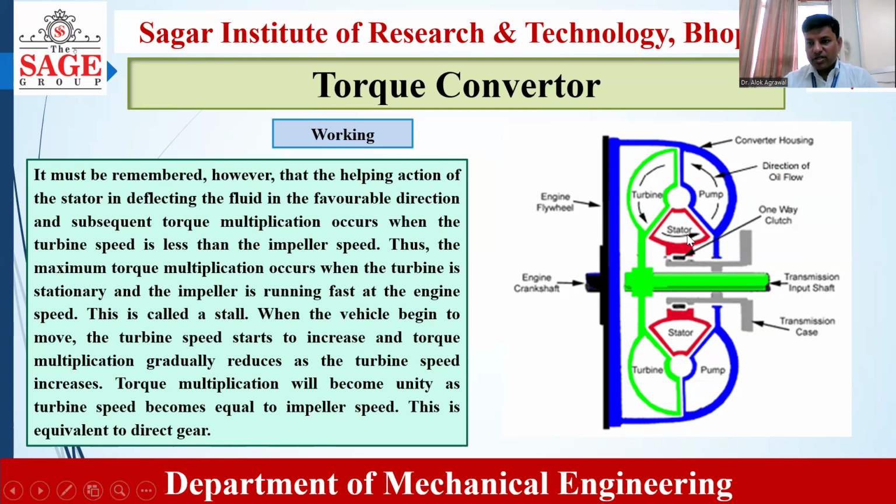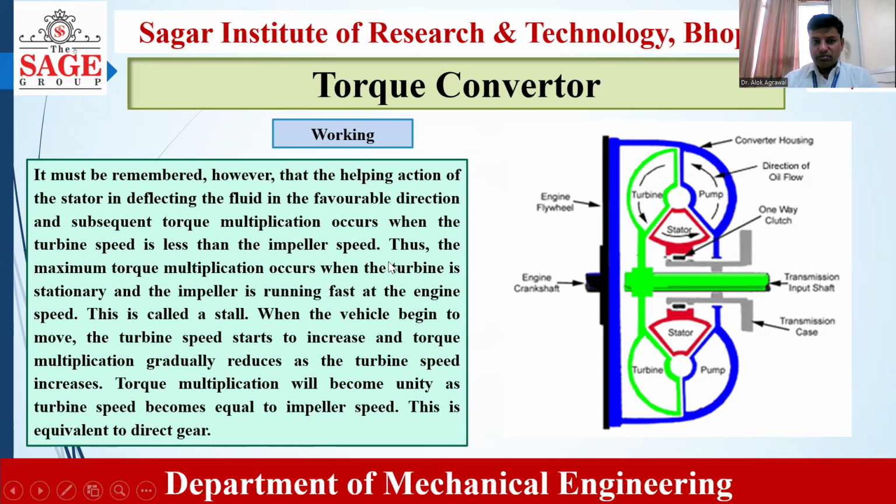It strikes the stator. Once it comes to the stator, the stator changes the direction of the oil and makes it hit the pump impeller in a favorable direction, which helps in increasing the speed. This circuit continues, and in this way the torque multiplication goes on. So this is the working of the torque converter.